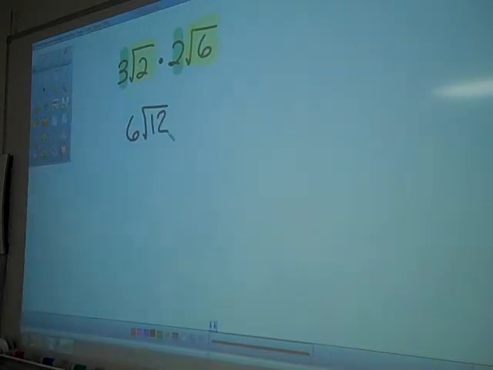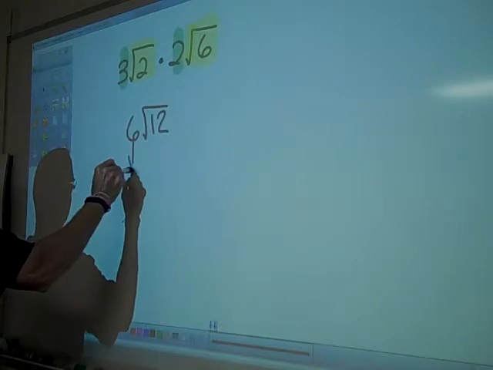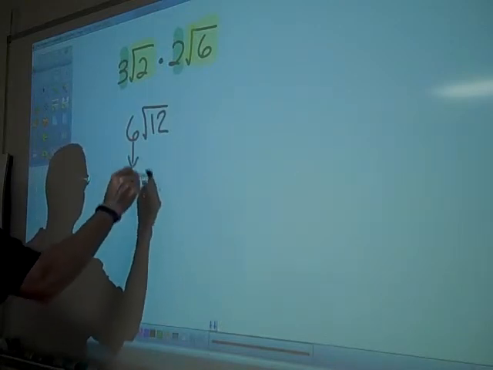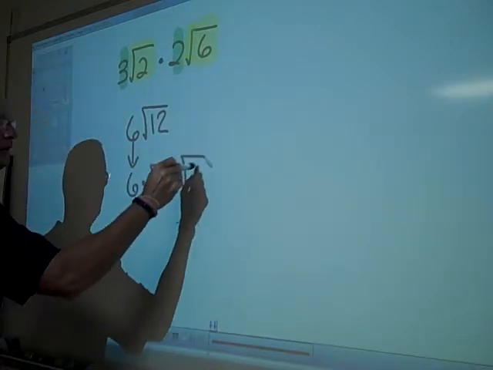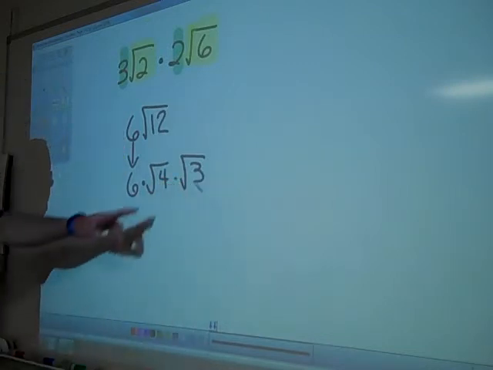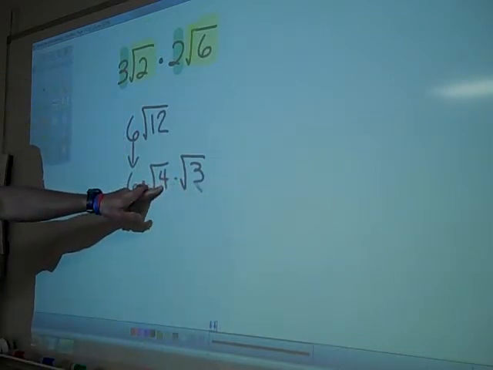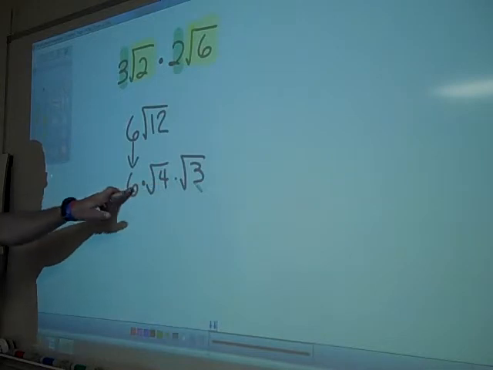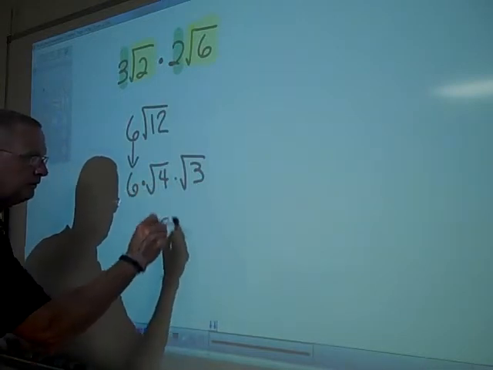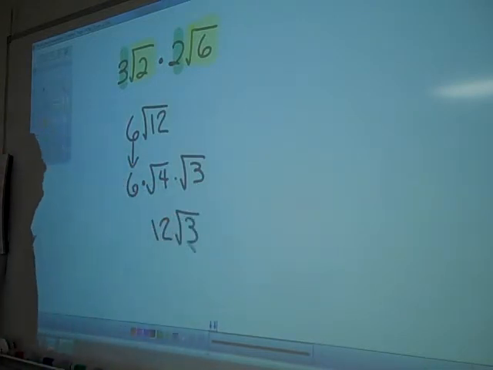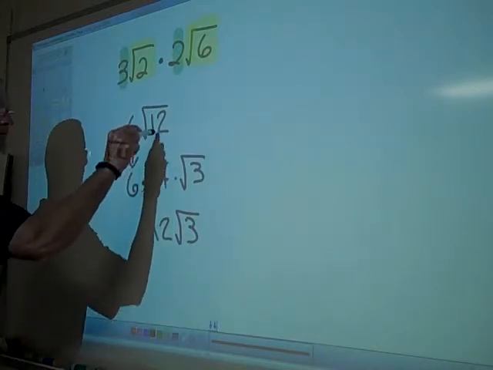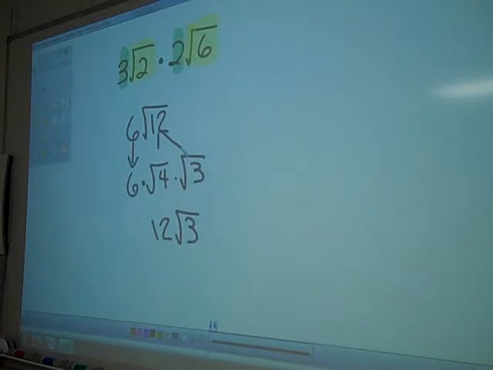No, then you have to break down the square root of 4 and square root 3 times. So you bring a 6 down, radical of 4 times radical of 3. What's radical of 4? 2. 2 times 6, 12 square roots of 3. I don't think it can be more easy than that.